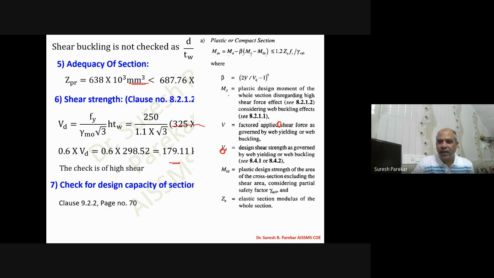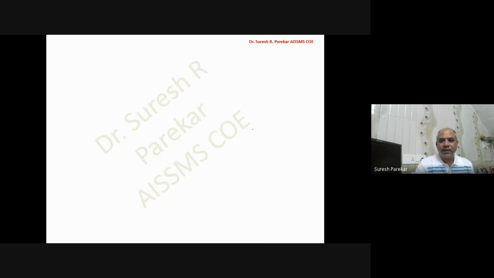MD we know as per 8.2.1.2, which is for low shear. V is the factored applied shear force, that is 200. VD is the design shear strength, which we have to calculate by Fy upon root 3 gamma mu into H into TW. MFD is the plastic design strength of the area of the cross section excluding the shear area, considering partial safety factor gamma mu. And ZE is the elastic section modulus of the whole section. So we have this formula now, and we will go with this.